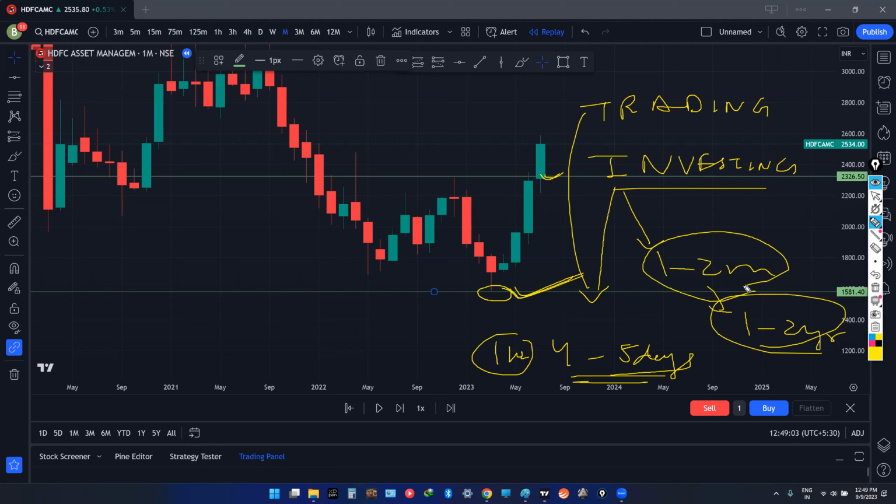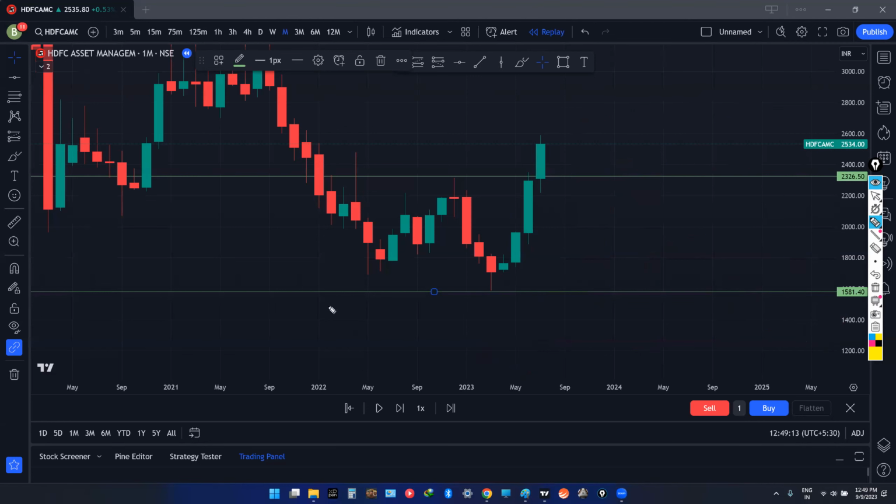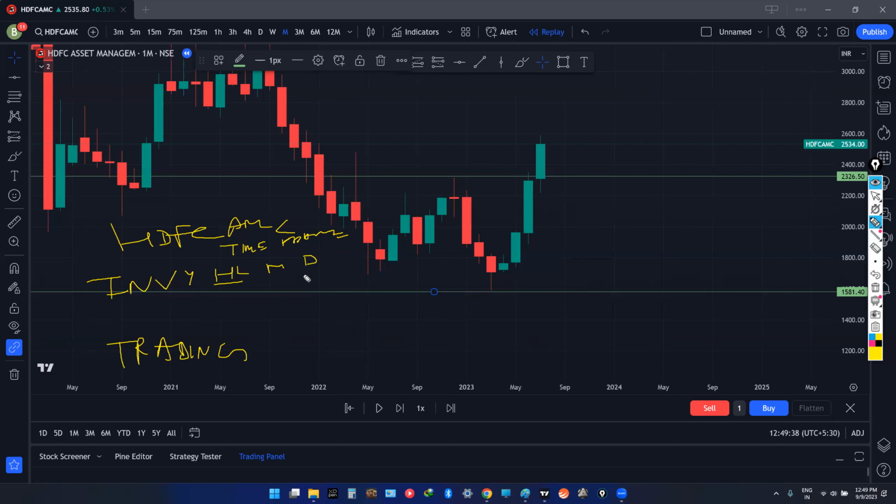You have to be very clear about yourself. On HDFC AMC, based on the chart, you can make a checkbox. What kind of a checkbox? You can write the name of the stock, HDFC AMC. You can make columns, investing, trading. Here you can write time frame. So for investing, you can write here yearly. H means half yearly, yearly, monthly, daily.